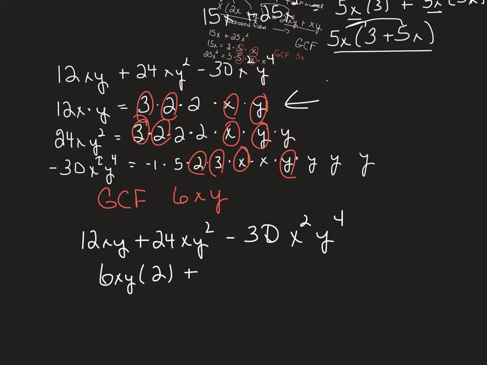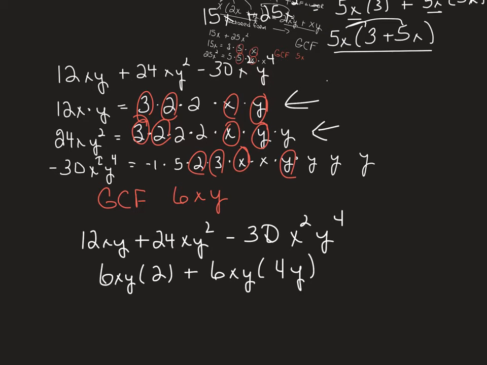Plus 6xy. Okay, 6 goes into 24 8 times, and we'll have a y left over. If you're not sure, come back and look and see what's left here. No, 6 goes into 24 4 times. Where did I get 8? Excuse me, 4 times.